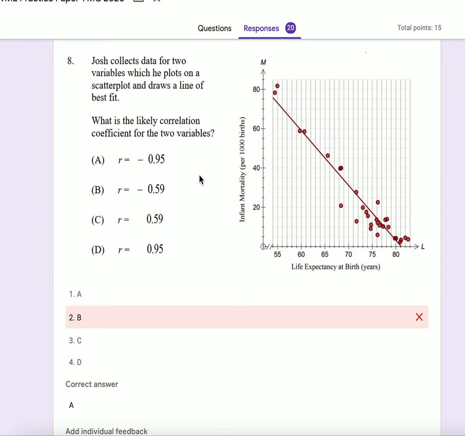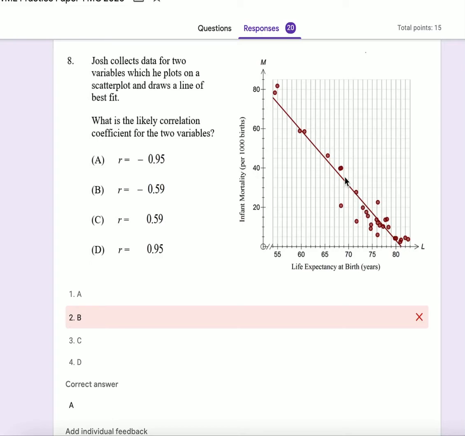So we want to now know, well, we've just said that it's negative, so we know it's either A or B, but we basically want to know whether it's a really strong correlation, or is it a moderate correlation. And in this case, this graph here that looks like this, with points that are really close to the line. Most of the points are really close to the line. That is going to give you a really strong correlation. So it's going to be in the 90s.